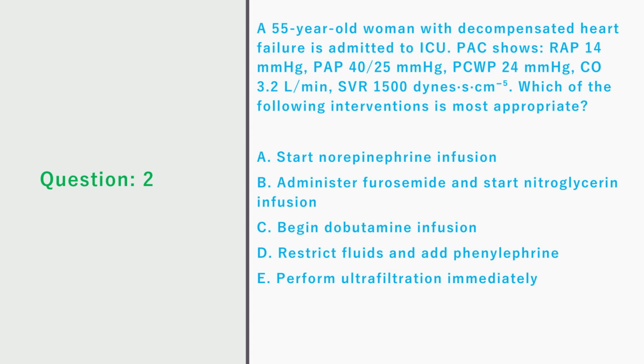Question 2. A 55-year-old woman with decompensated heart failure is admitted to ICU. Pulmonary artery catheter shows right atrial pressure 14 millimeters of mercury, pulmonary artery pressure 40/25 millimeters of mercury, PCWP 24 millimeters of mercury, cardiac output 3.2 liters per minute, SVR 1500 dynes-sec-cm^-5. Which of the following interventions is most appropriate?